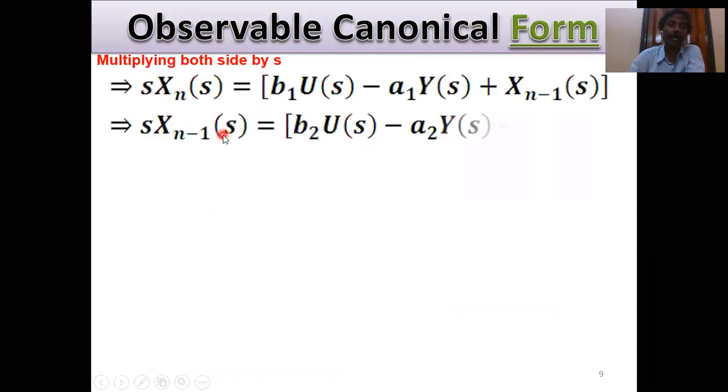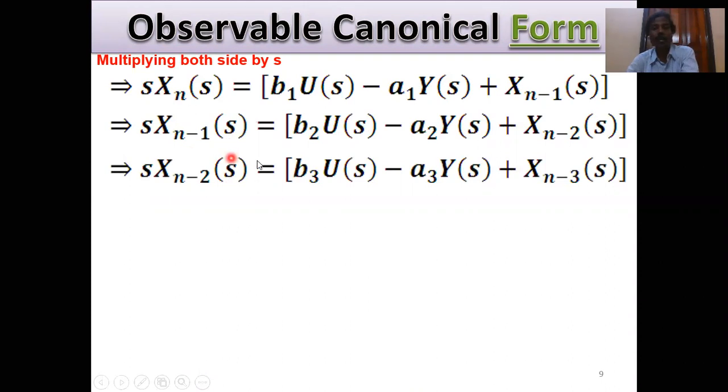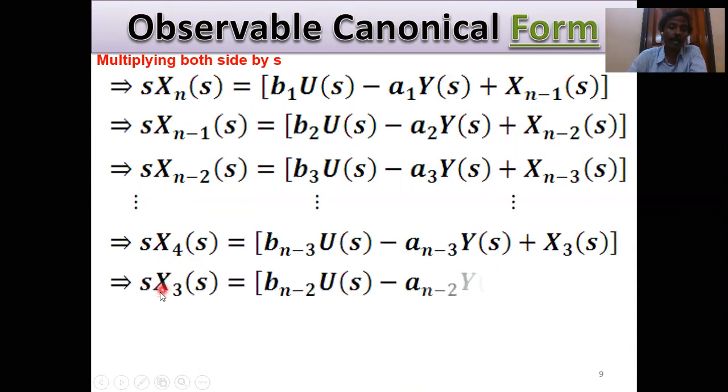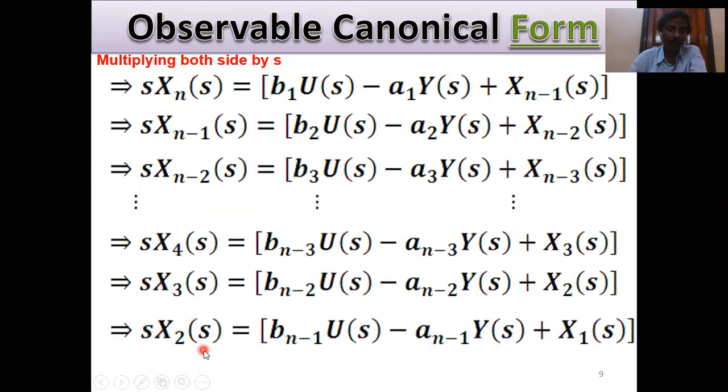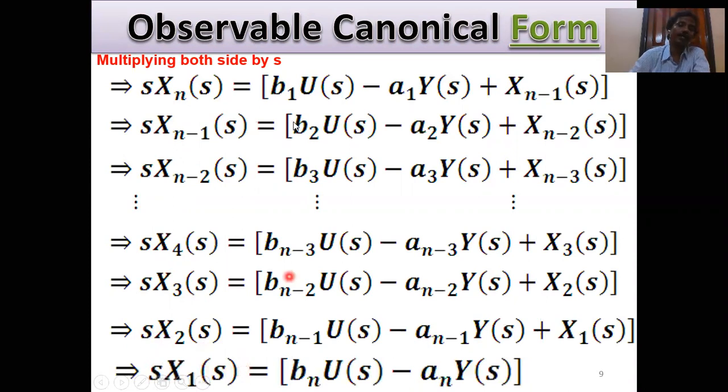This is the value of X1(s). Then by cross multiplication, multiplying both sides by s, we get s into Xn(s), s into Xn minus 1(s), s into Xn minus 2(s), and so on, s into X4(s), s into X3(s), s into X2(s), s into X1(s). So this is the first order differentiation. This is first order differentiation, all the first order differentiation. S into X1(s), when taking the inverse Laplace transform, this is x1 dot, this is x2 dot, this is x3 dot, this is x4 dot, this is x(n minus 2) dot, this is x(n minus 1) dot(t), and this is xn dot(t).